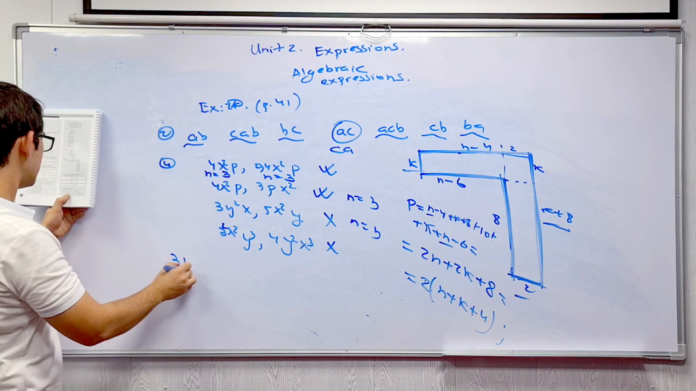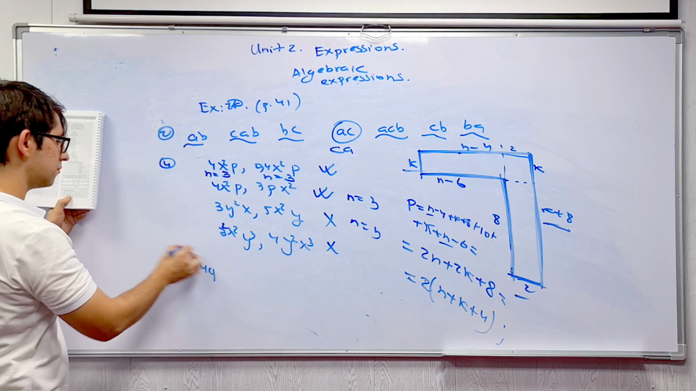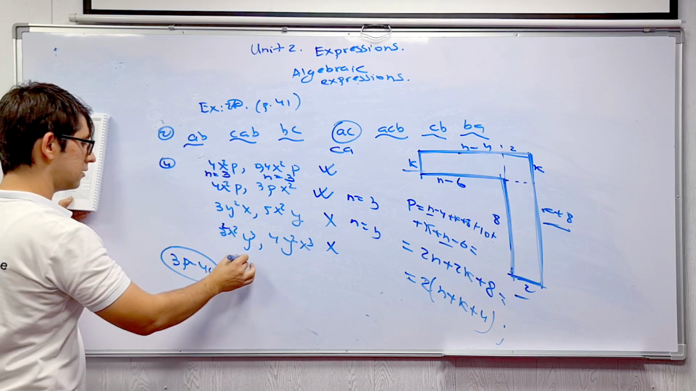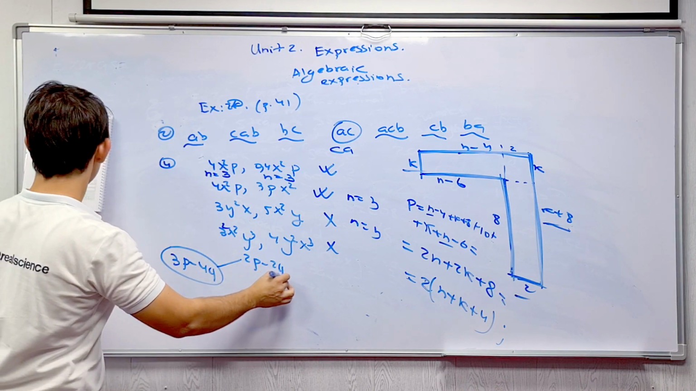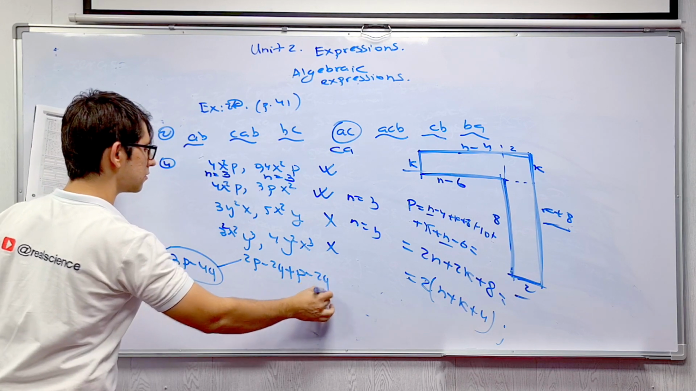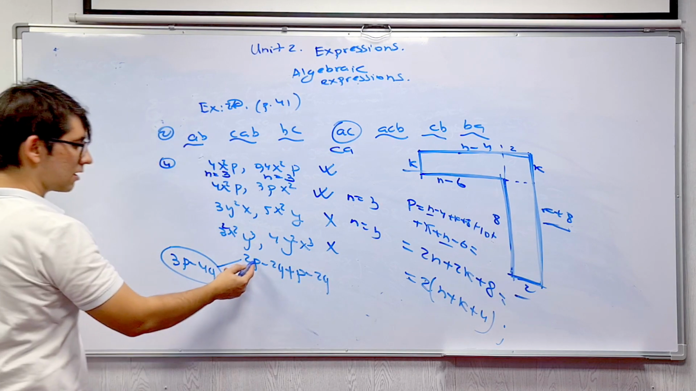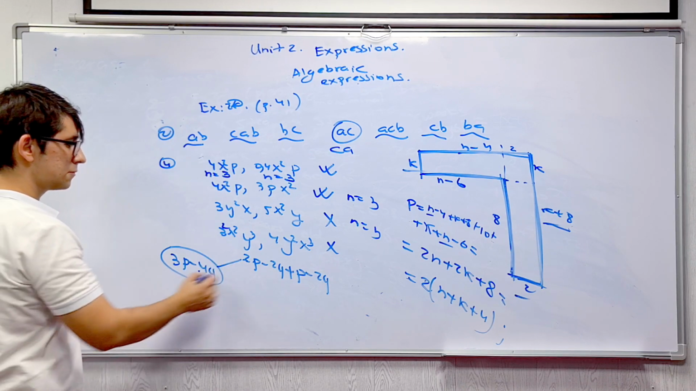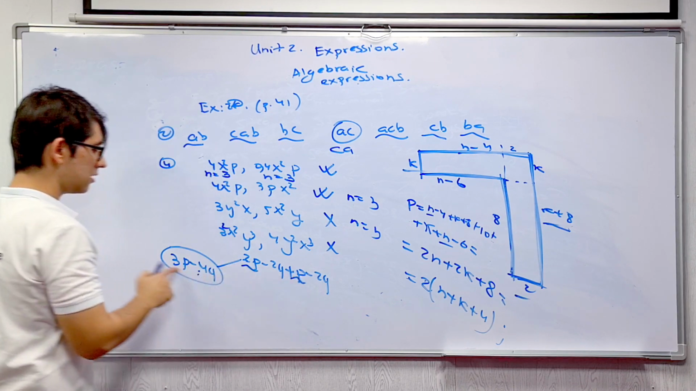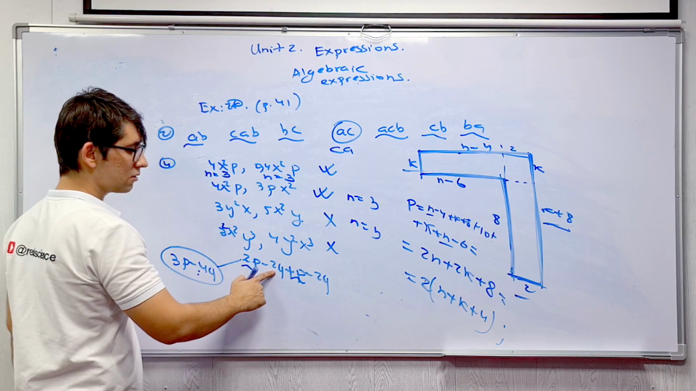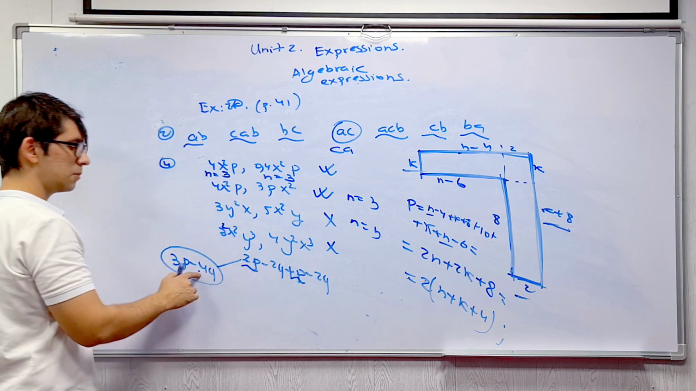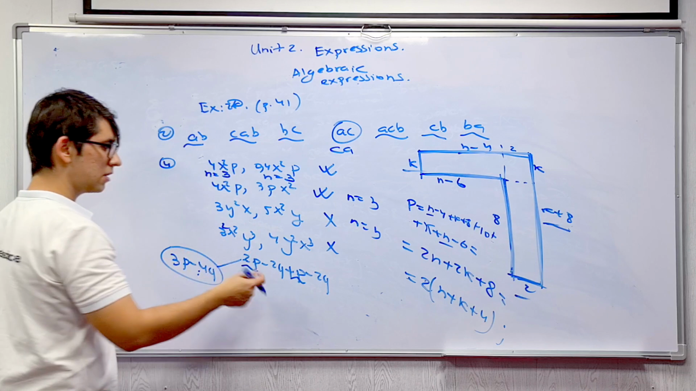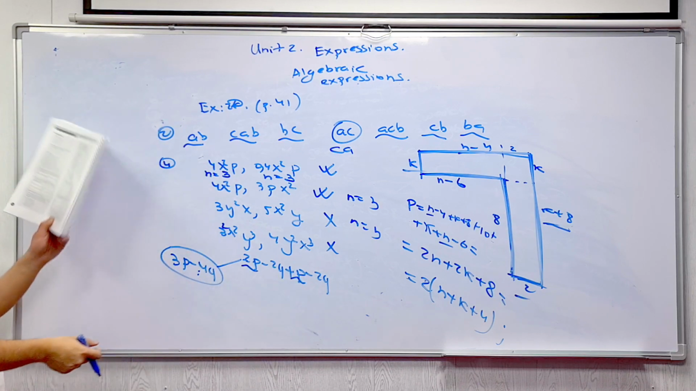So we have 3p minus 4q and 2p minus 2q plus p minus 2q. Are they the same, students? 2p plus p will be 3p, minus 2q minus 2q again will be minus 4 times q, right? So we have minus 4. It is correct, right?